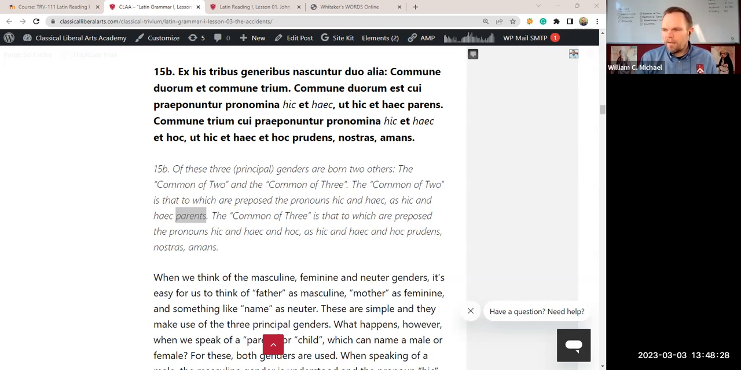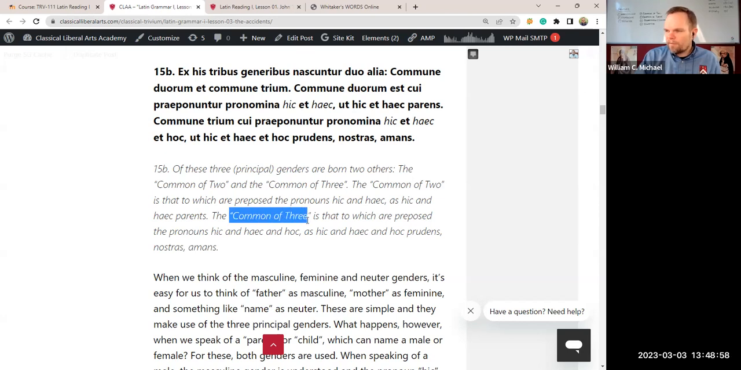So the common of two is that to which the pronouns hic and haec can both be set before, all right? So it's like chicken. Chicken would be the same thing. Okay, so parens is an example of common of two. And what you should just do when you study this is memorize the example that's given so that you don't forget it. It helps you to remember what the gender is just by remembering the example.